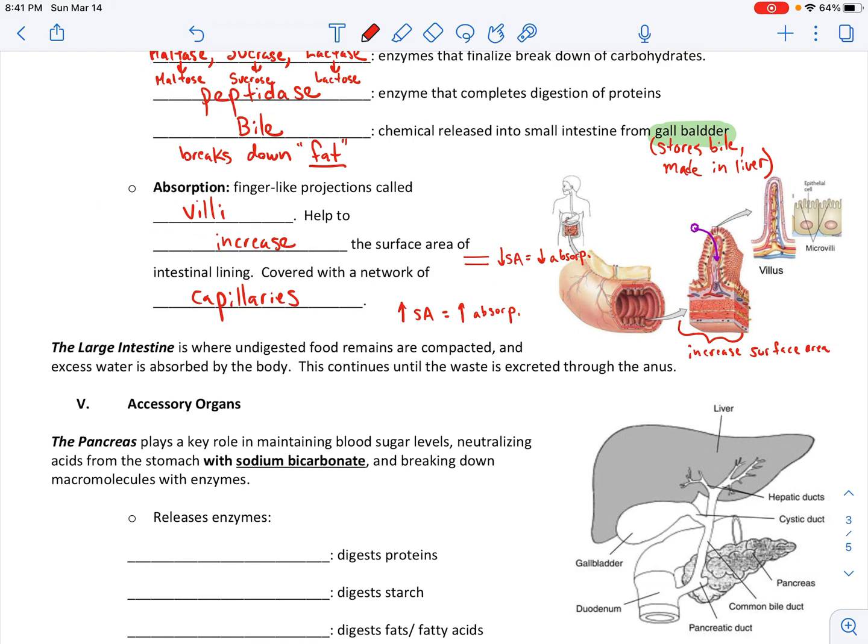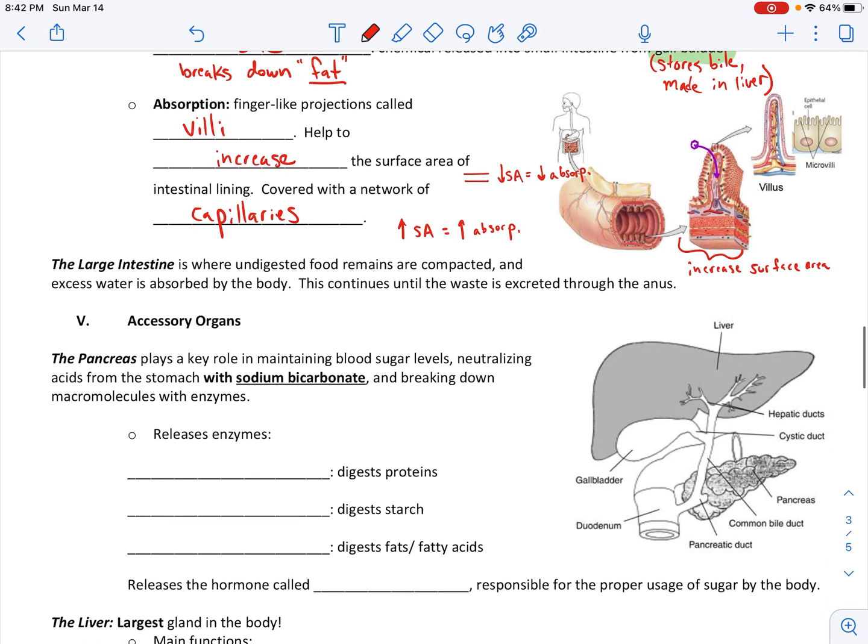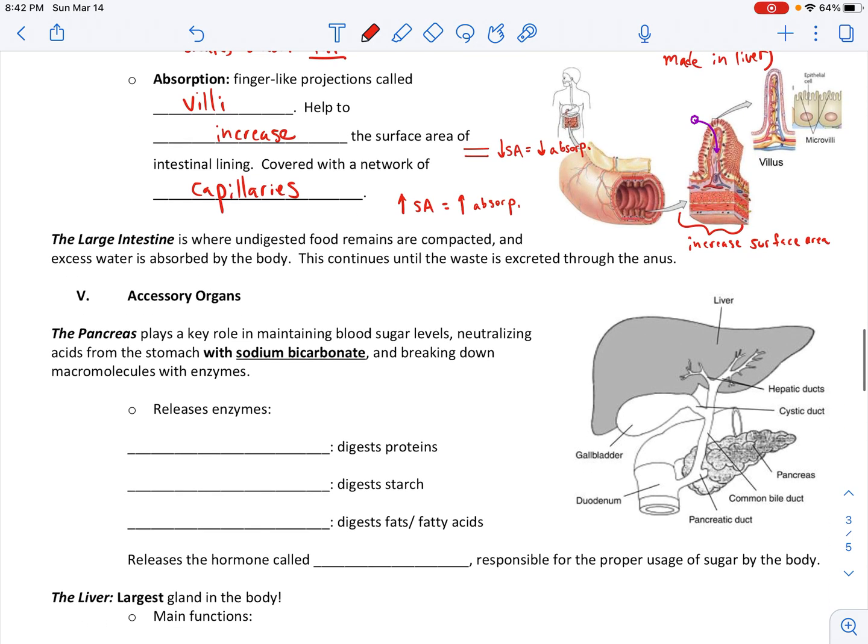Now, once the food, which at this point is undigested, enters the large intestine, your large intestine is going to be in charge of compaction of what's left and removing all of the excess water. So compaction, and the excess water is going to be absorbed.